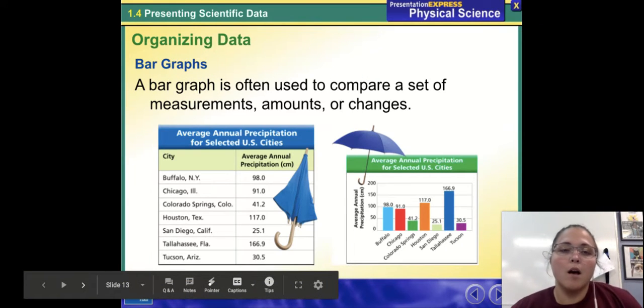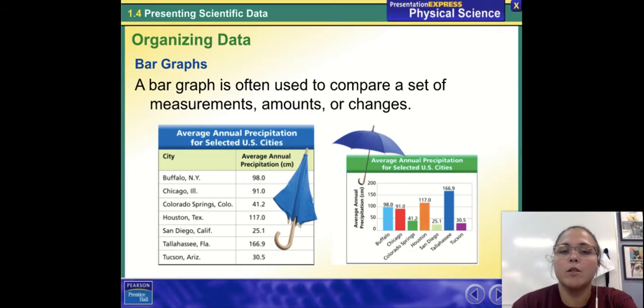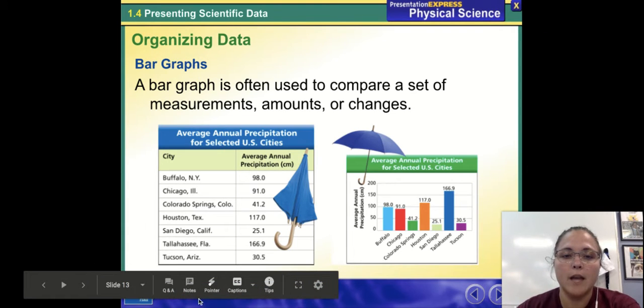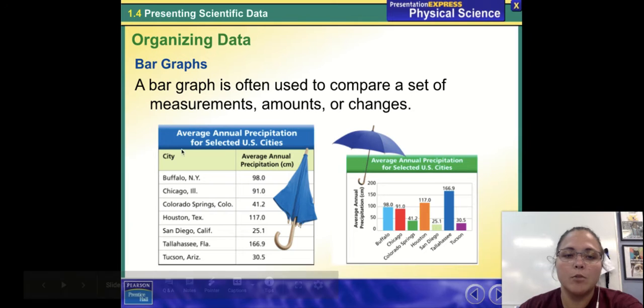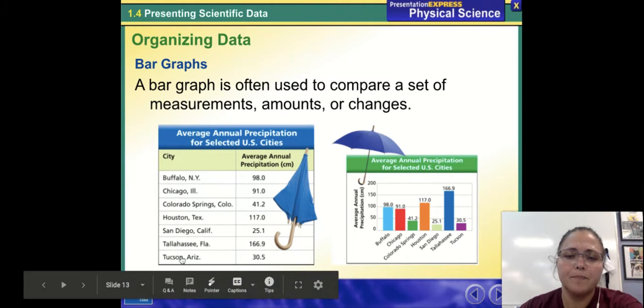Okay. The next type of graph is a bar graph, and we use bar graphs to compare sets of measurements, amounts, or changes. So back to the data table we saw on the second slide, average annual precipitation for different cities. We can show that because it's a set of data, and we can show that using a bar graph. Now look at the benefit.